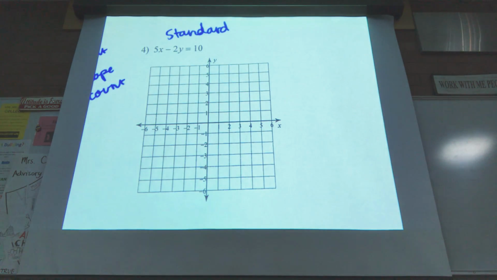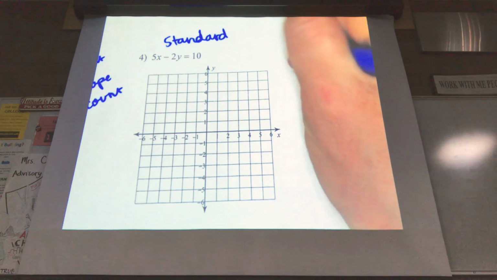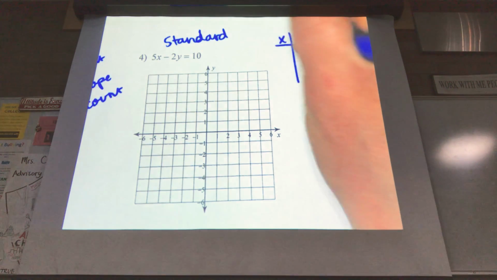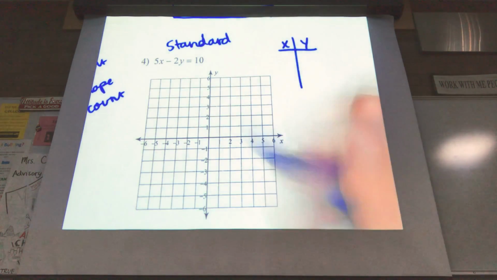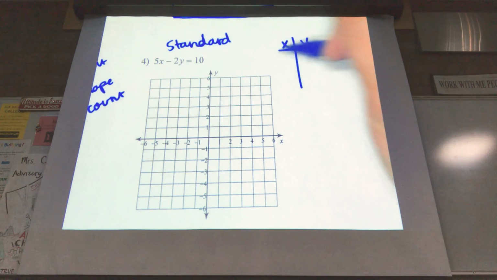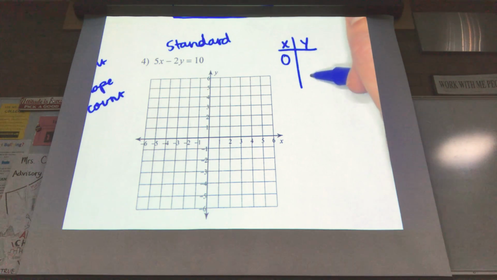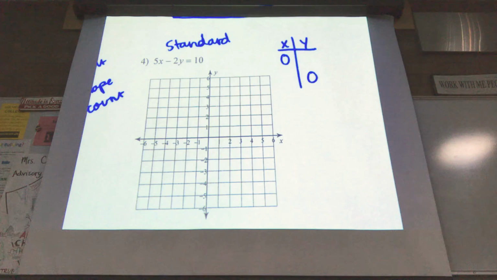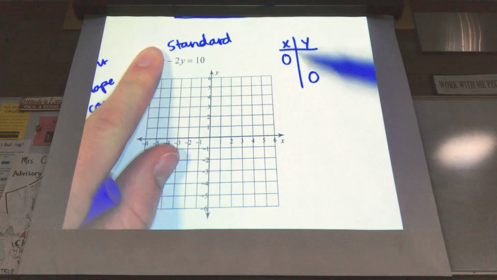Whenever something is in standard form, we're going to use a little t-chart over here with an x and a y in order to solve to find our points. After you draw your t-chart, put a 0 under x, and then on the second space, put a 0 under y, just like that. Now that we have our t-chart, when I plug in a 0 for x, we get rid of x.